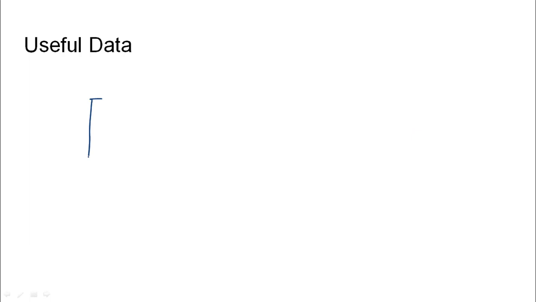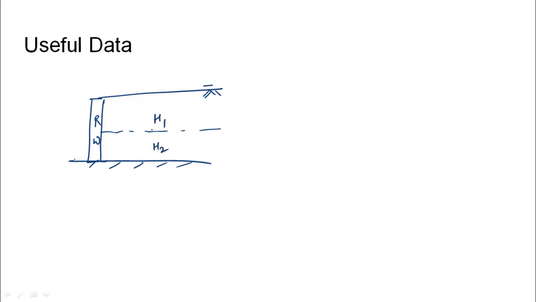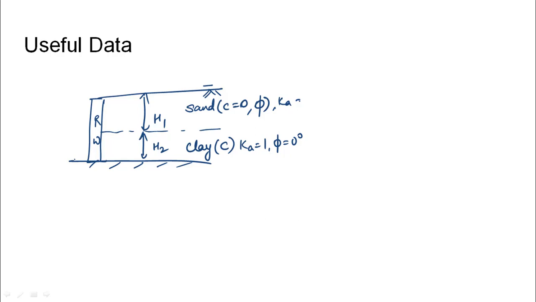So if we are given a retaining wall which has a horizontal backfill, let us assume that the retaining wall has two layers, H1 and H2. So the height of the first layer is H1 and the height of the second layer is H2. Assuming first layer is sand whose cohesion will be 0 and angle of internal friction will be some value phi. The bottom layer can be assumed as clay with some cohesion value. The Ka for this will be 1 as phi will be 0 degree, and the Ka for the sand layer would be equal to 1 minus sine of phi by 1 plus sine of phi.